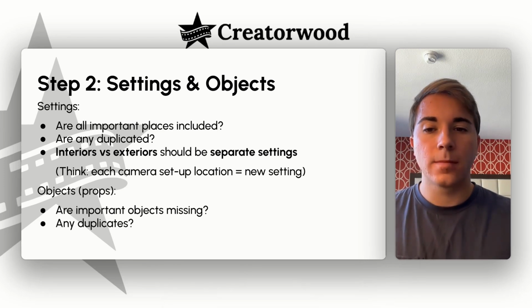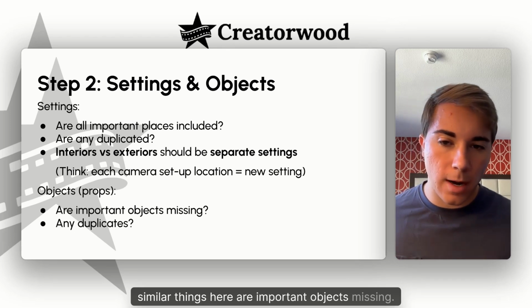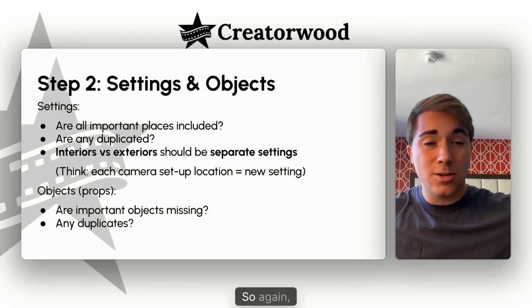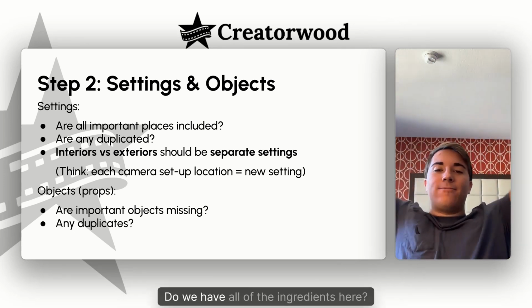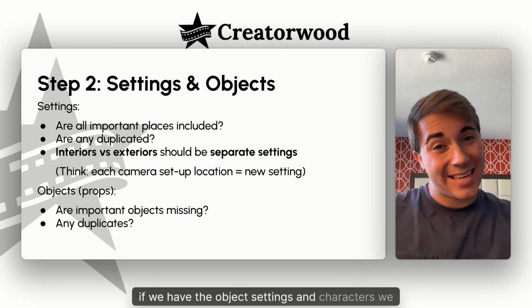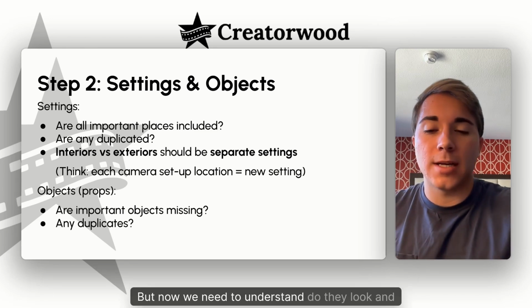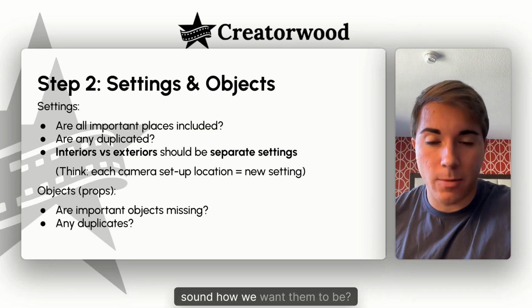That's very helpful. And for objects and props, similar things here. Are important objects missing? Are there any duplicates? So again, this is the high level. Do we have all of the ingredients here? If we have the objects, settings, and characters we want, then that's great. But now we need to understand, do they look and sound how we want them to be?